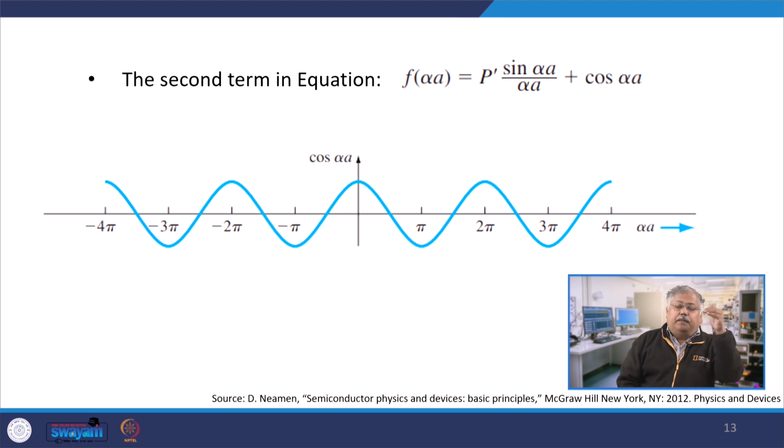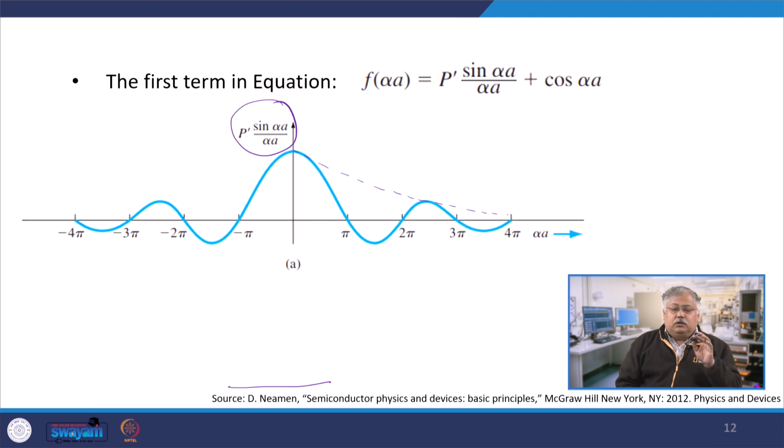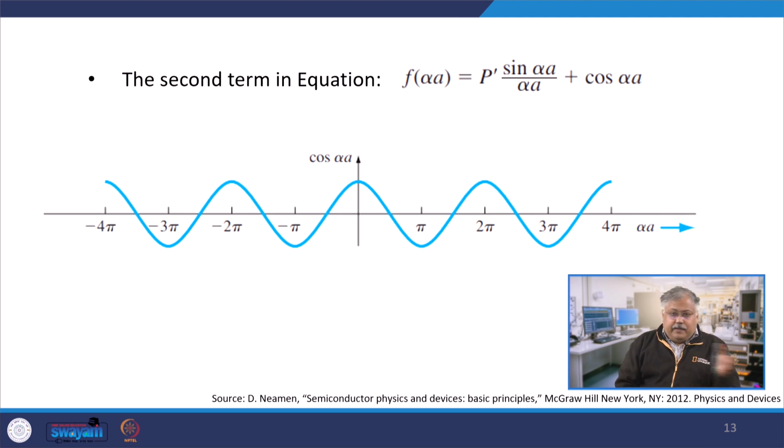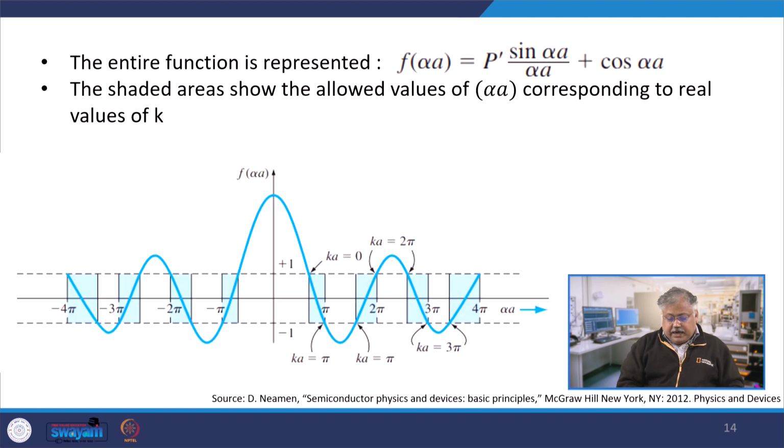Assume that the Schrodinger equation has been solved, and after the solution I got this term: P prime sine of alpha a upon alpha a plus cos of alpha a. Now we plot individually this P prime sine of alpha a upon alpha a as well as cos of alpha a, and then we superimpose these two together, and this is what I get.